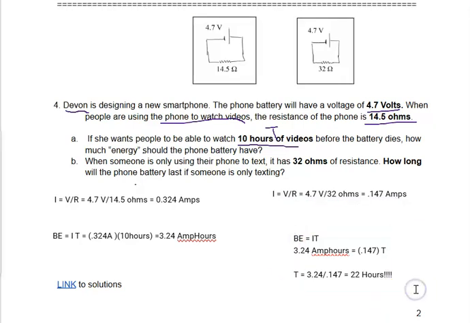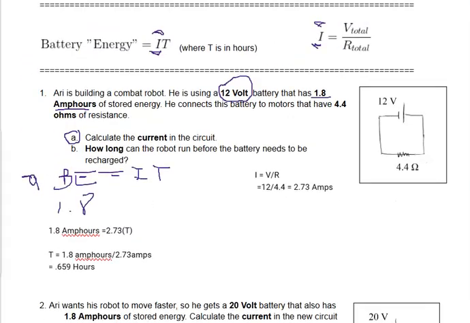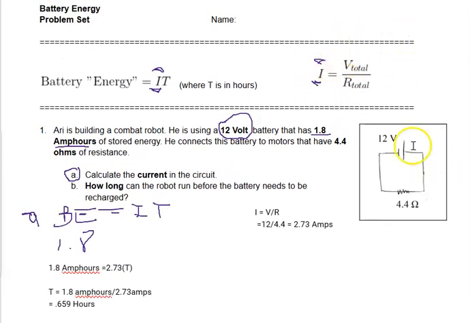All right, so you can have a marathon texting session. All right, those are the answers. Again, the moral of the story is you're using Ohm's law when you're looking at the circuit, and you're using battery energy when you want to see how long that's going to last.